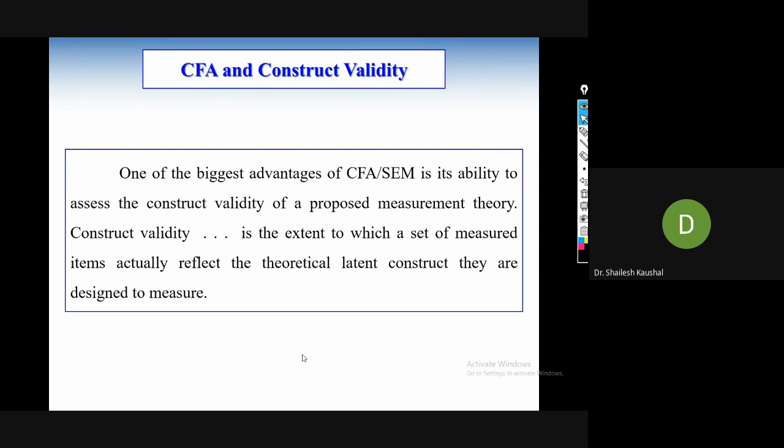Same as in social science research, for each construct, whether the questions are related to the particular phenomenon or not. If we want to measure satisfaction, then our questions are related to the satisfaction level, like I am satisfied with this product, I will recommend this product, I will buy this product again, meaning all the questions are related to the construct. Construct validity is the extent to which a set of measured items actually reflect the theoretical latent construct they are designed to measure.